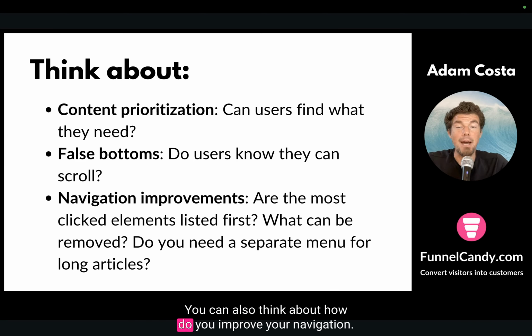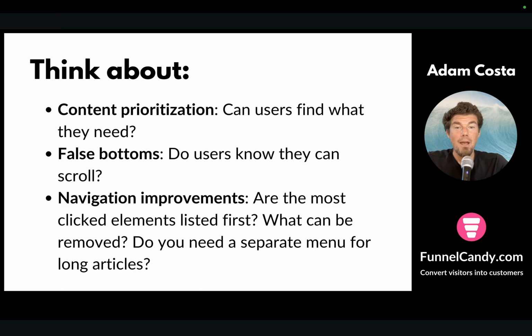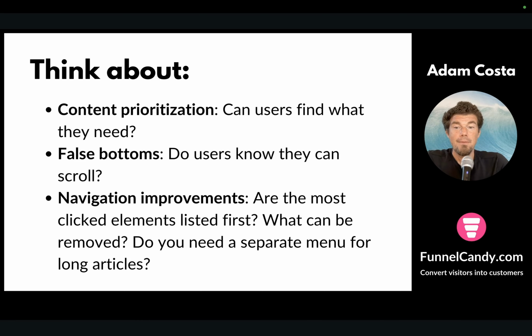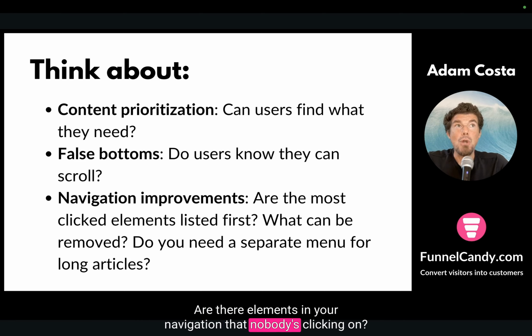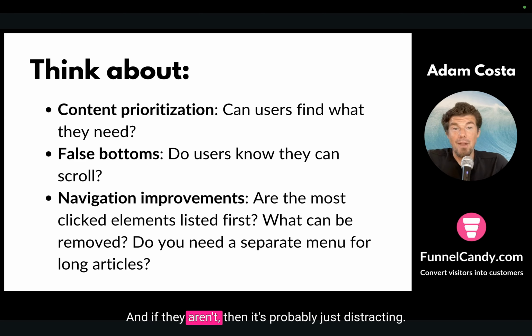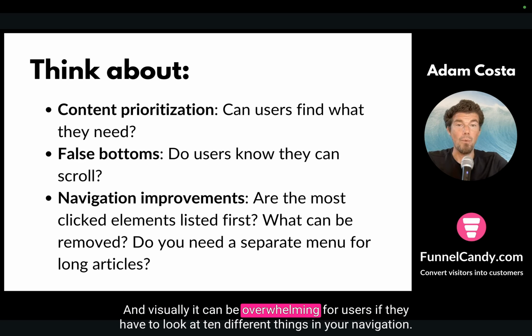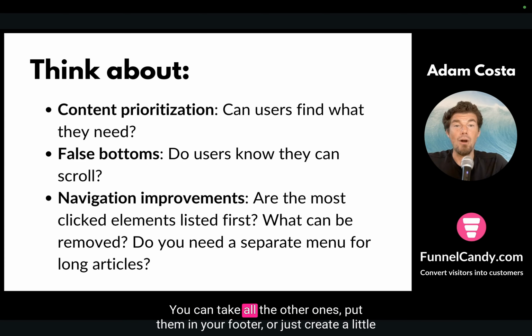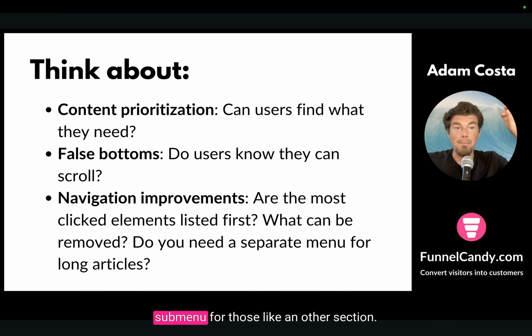You can also think about how do you improve your navigation? For example, are the most clicked elements listed first? Are there elements in your navigation that nobody's clicking on? And if they aren't, then it's probably just distracting. And visually, it can be overwhelming for users if they have to look at 10 different things in your navigation. If people are only clicking on 3, just focus on those 3. You can take all of the other ones, put them in your footer, or just create a little submenu for those, like an other section.